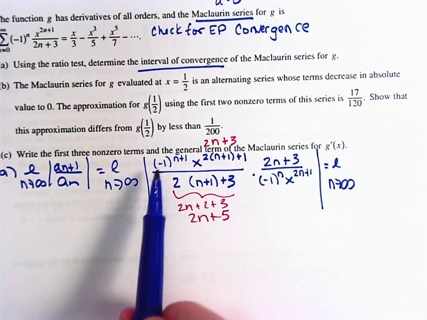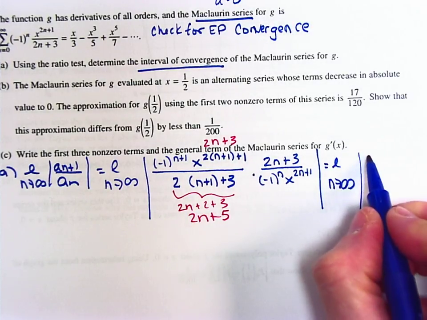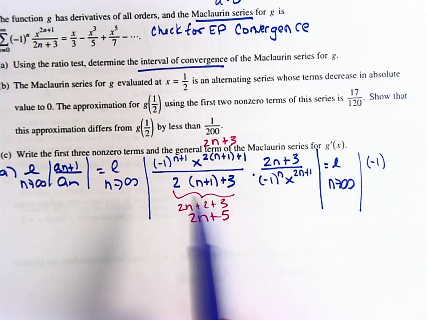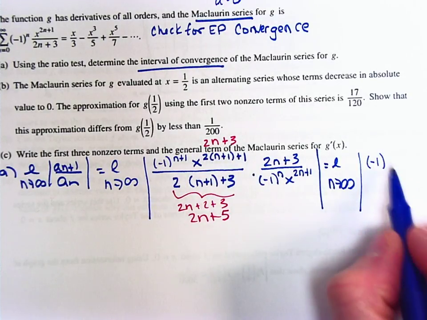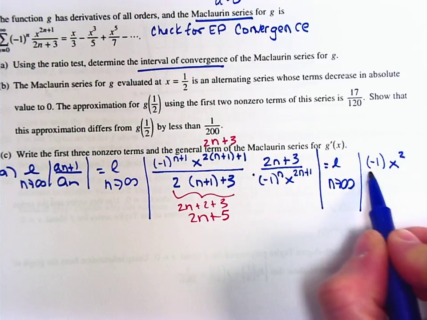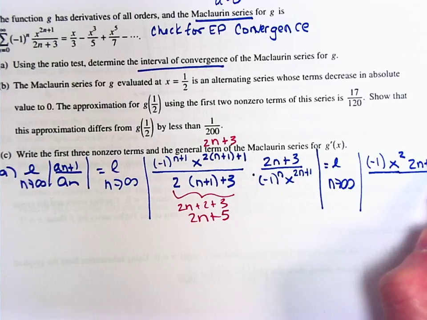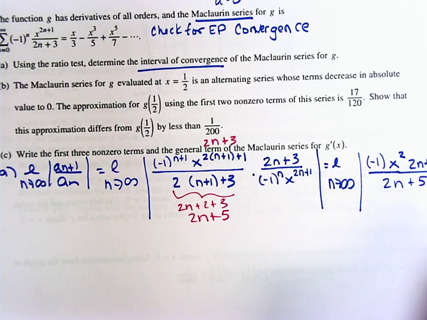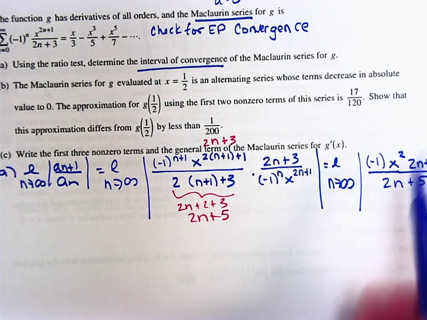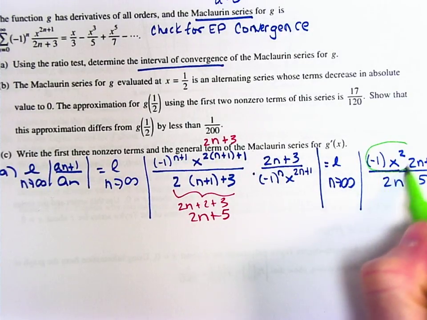All right, so from these ones, the minus 1, I'm just left with minus 1 to the first power. This one and this one, I'm left with x squared. And then I have the 2n plus 3 in the top and 2n plus 5 in the bottom. And like we've been doing, we're going to take anything that does not involve n and move it out front.